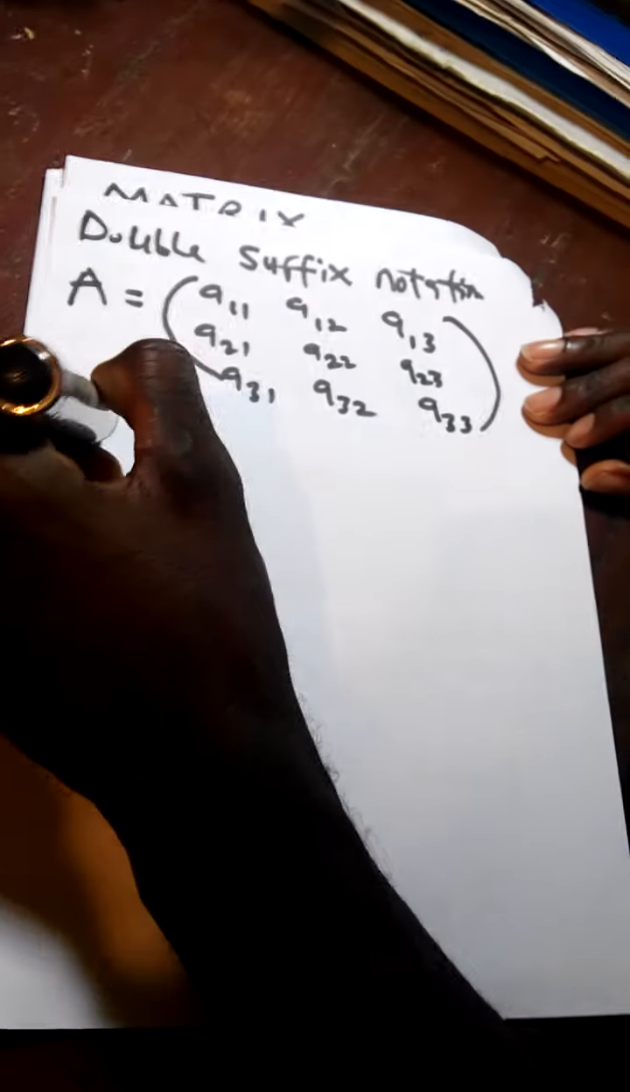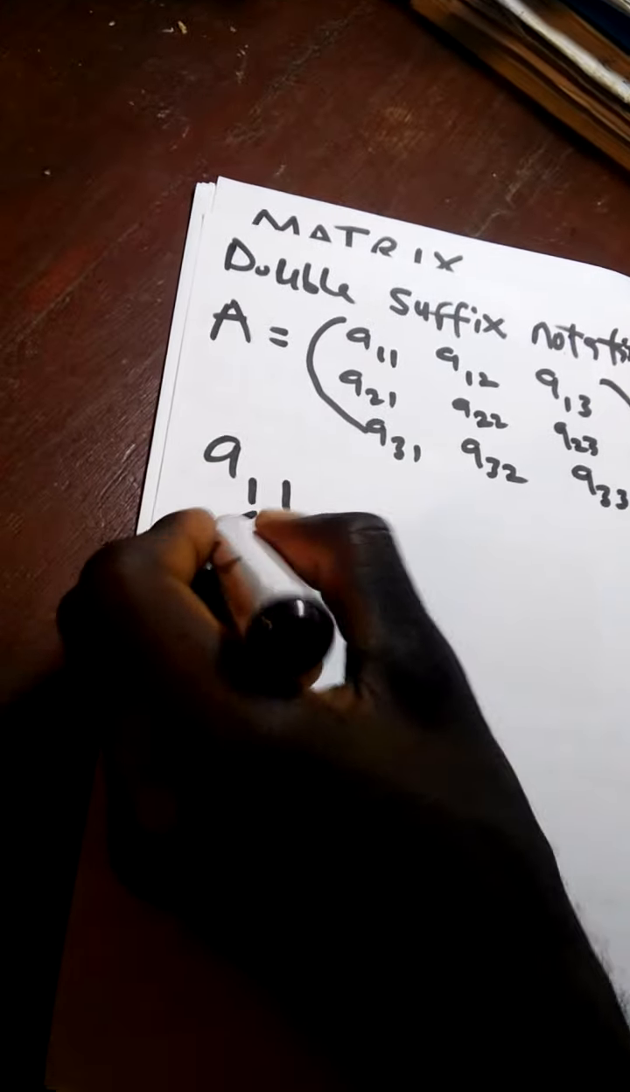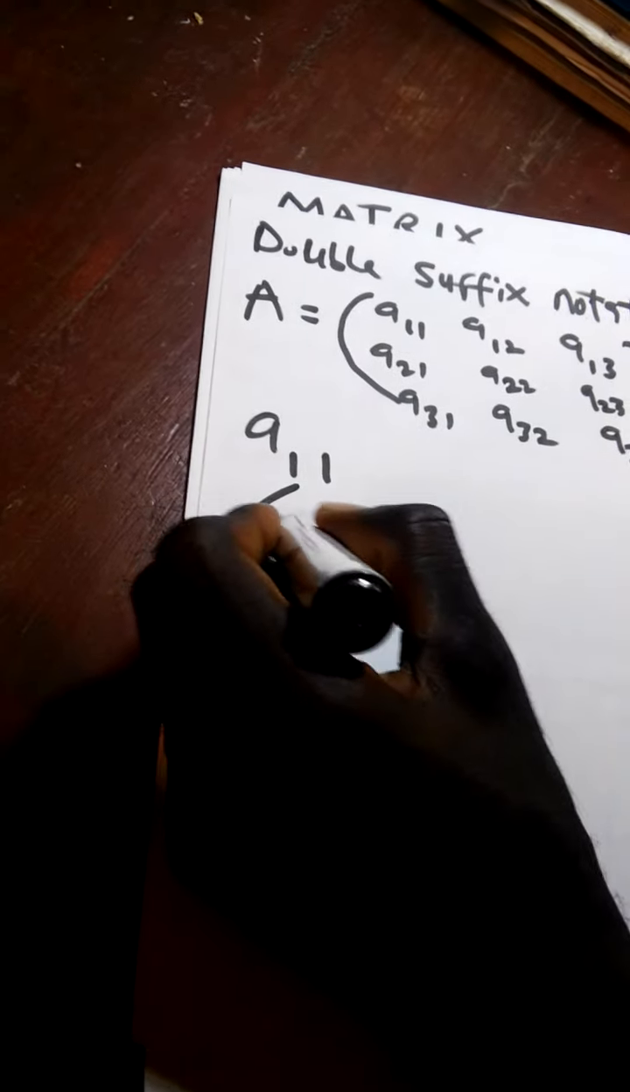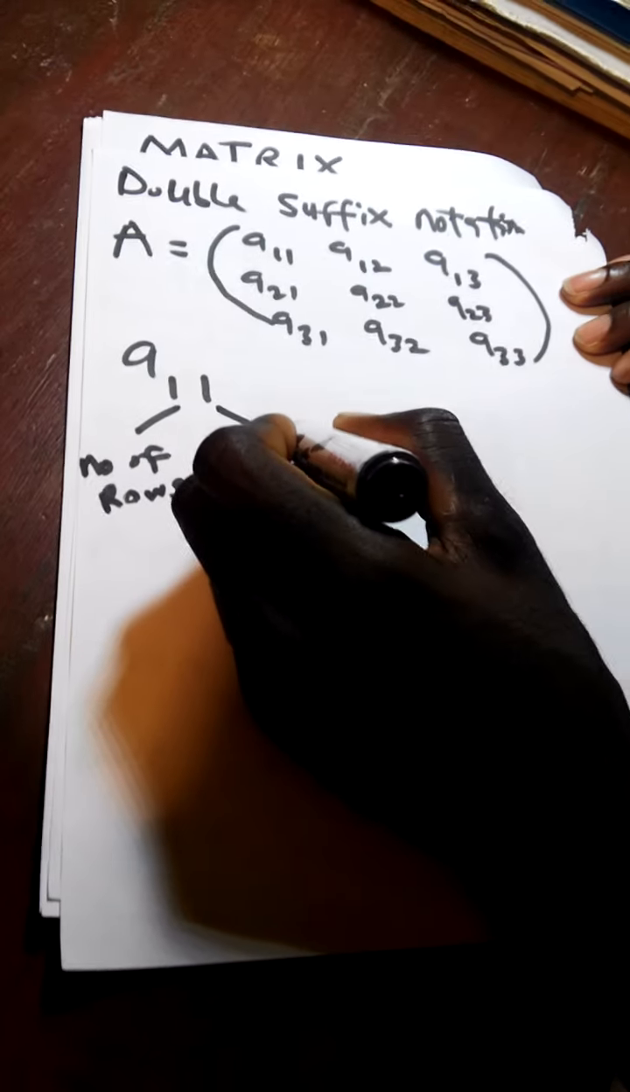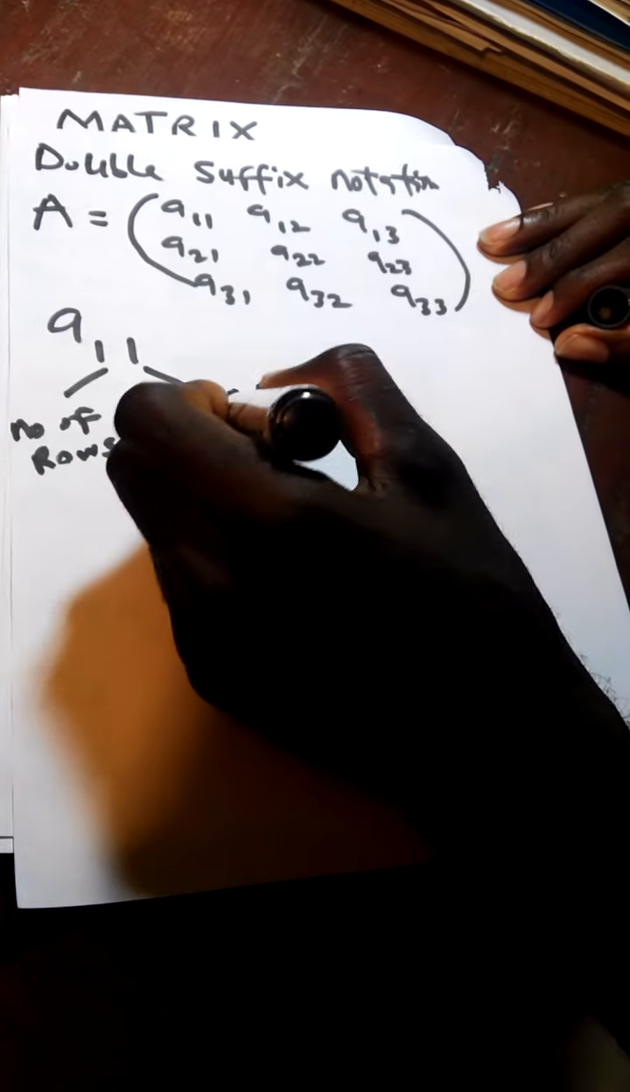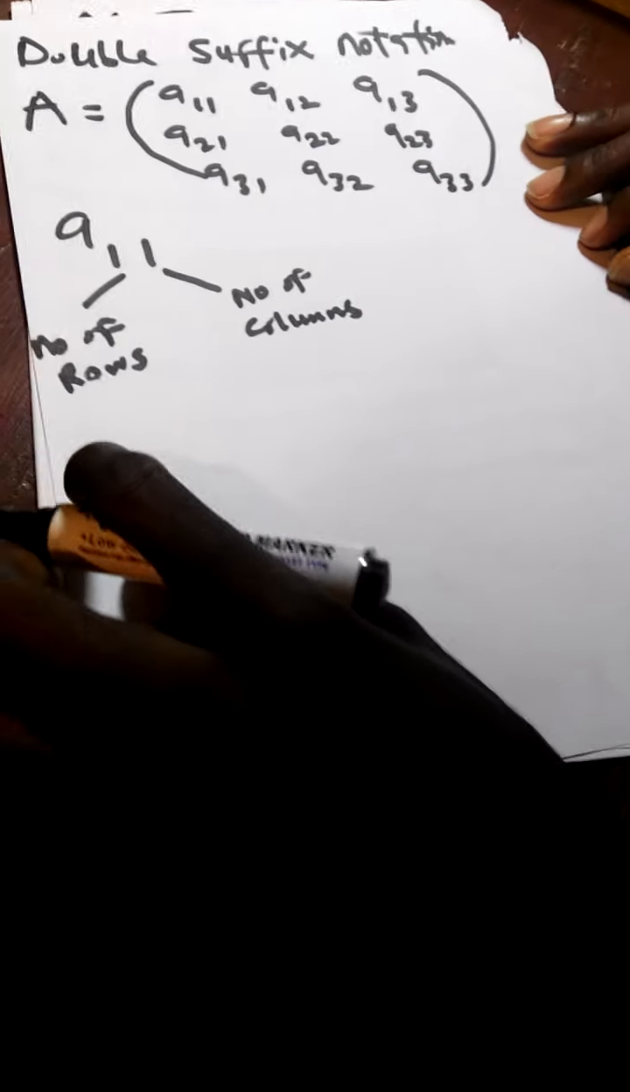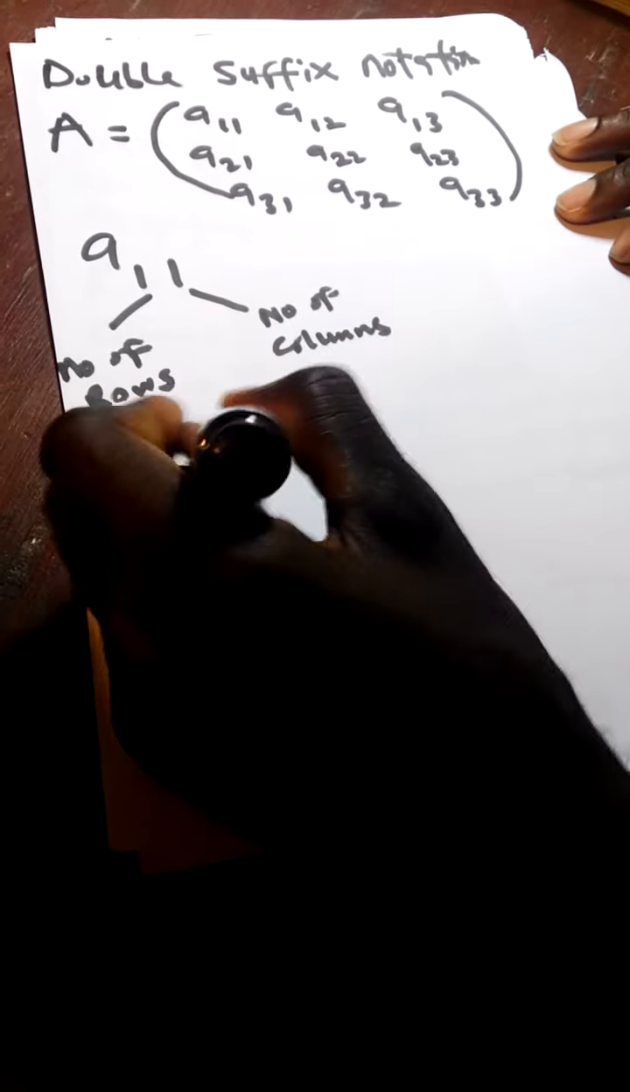Okay, now this A11 here, the first 1 means the number of rows in the given matrix, while this other one here means the number of columns in a given matrix. Now let us represent a matrix. Let's form another matrix of order 3 by 3.